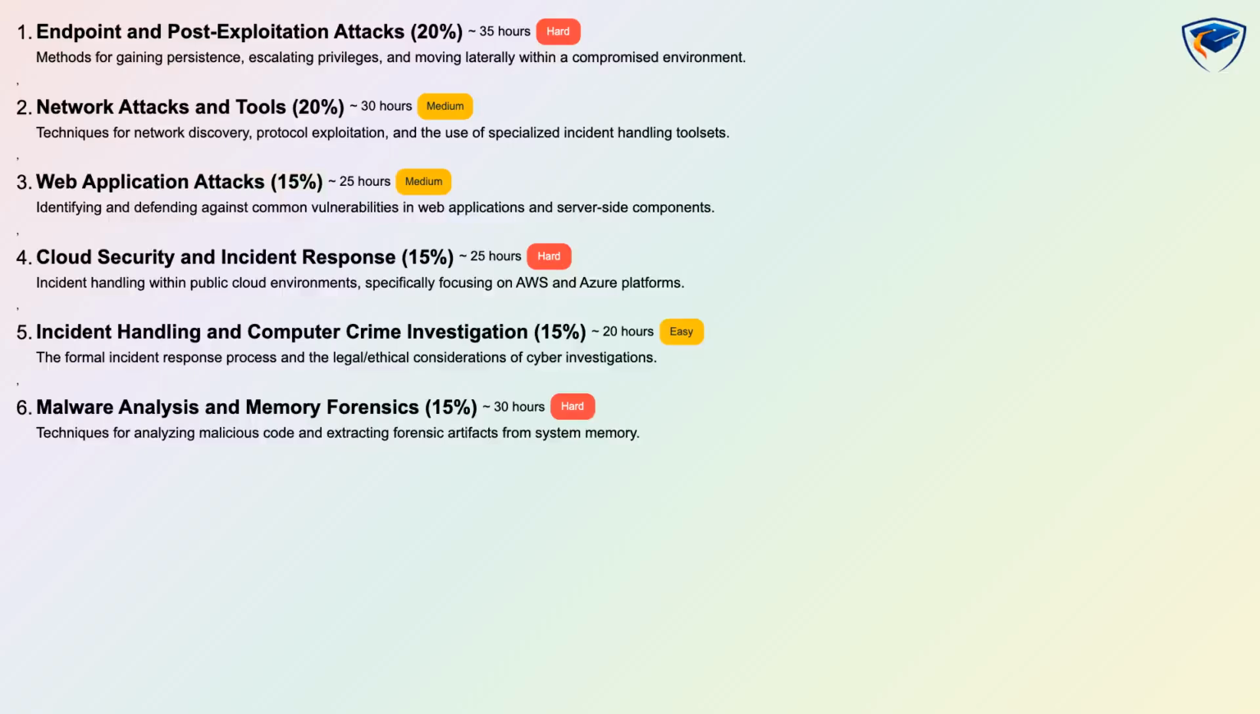First, the exam covers 6 domains with endpoint and post-exploitation attacks at 20%, network attacks and tools at 20%, web application attacks at 15%, cloud security and incident response at 15%, incident handling and computer crime investigation at 15%, and malware analysis and memory forensics at 15%. The total estimated learning time across all domains is 165 hours and the exam mixes hands-on, conceptual, and scenario-based assessments.